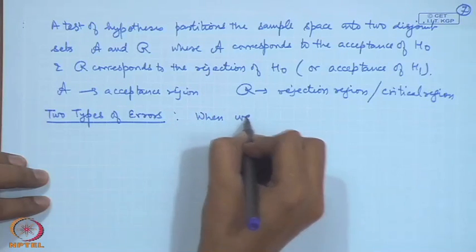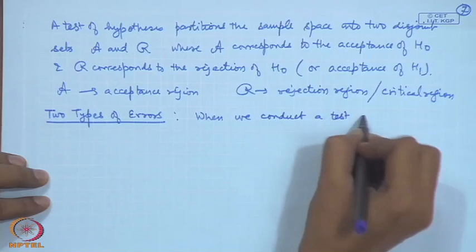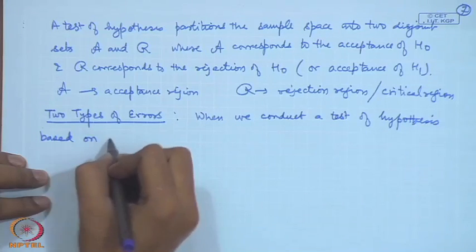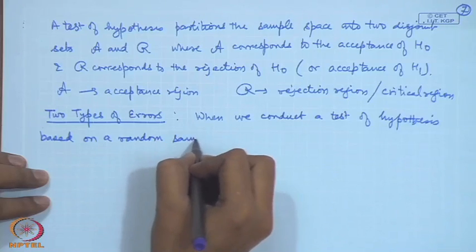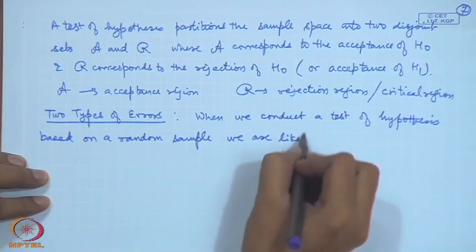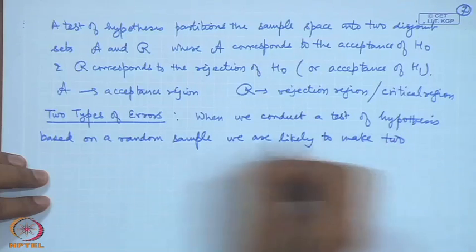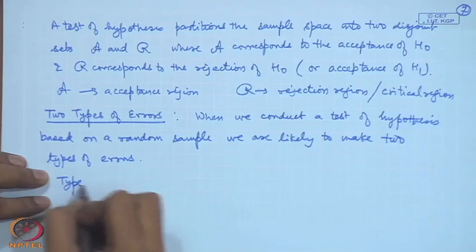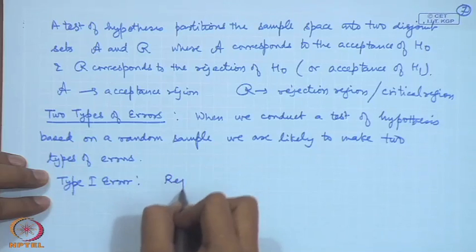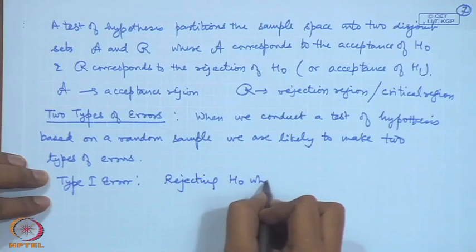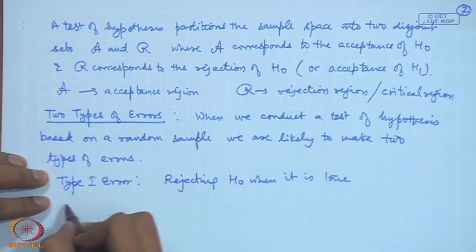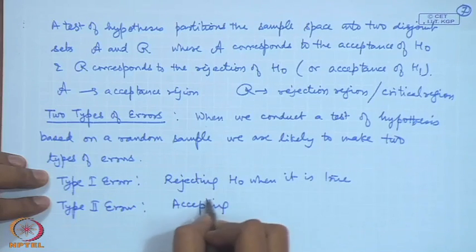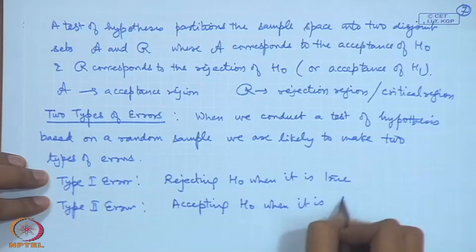So, when we conduct a test of hypothesis based on a random sample, we are likely to make two types of errors. The first one we call type 1 error, that means rejecting H naught when it is true, and the second one is called type 2 error, that is accepting H naught when it is false.